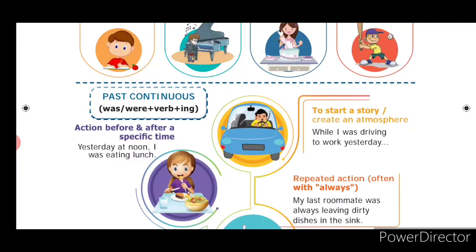What is the structure of past continuous tense? The structure of past continuous tense is was, were plus verb plus ing. So the structure is subject plus was or were plus verb plus ing. Okay, children? Now let me tell you where to use was and where to use were. If the subject is I, she, he, it, then we use was. If the subject is you, we, they, then we will use were.